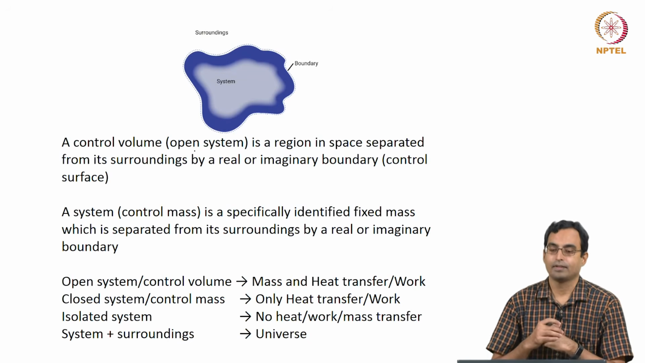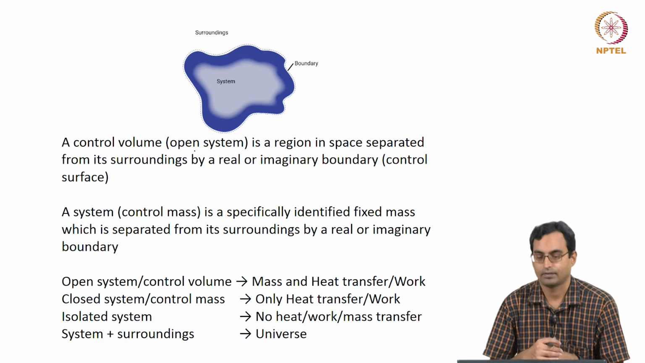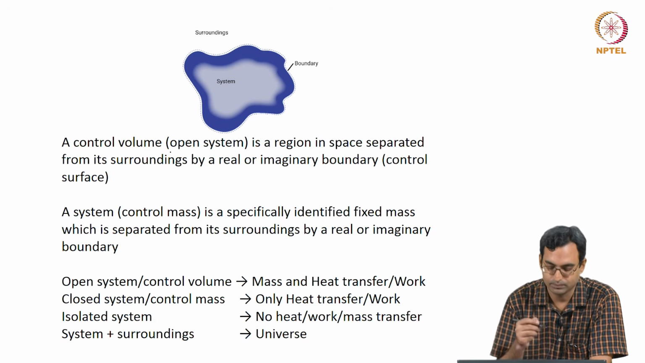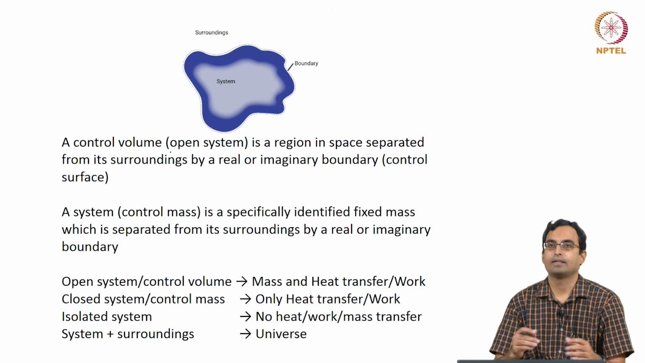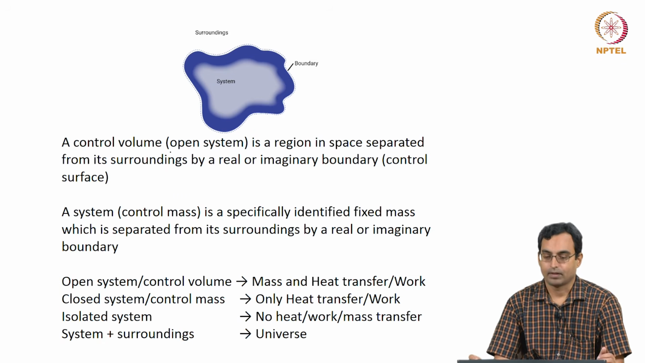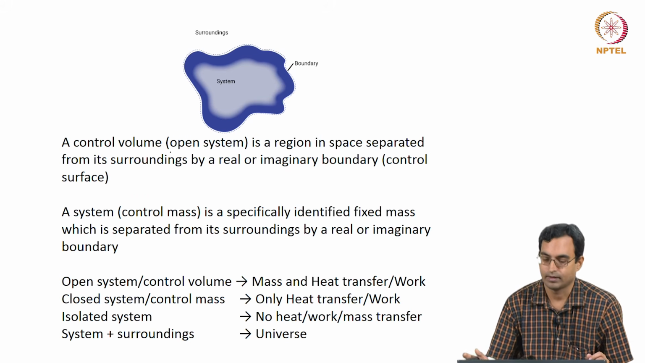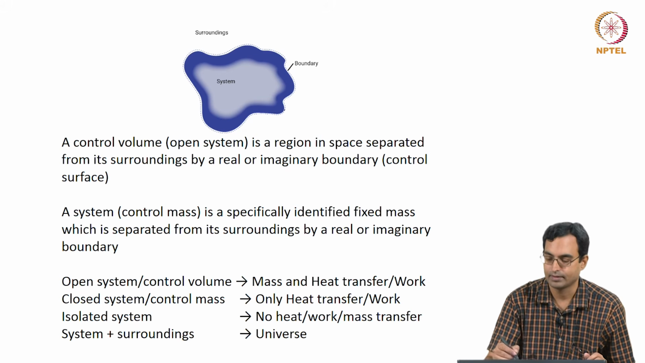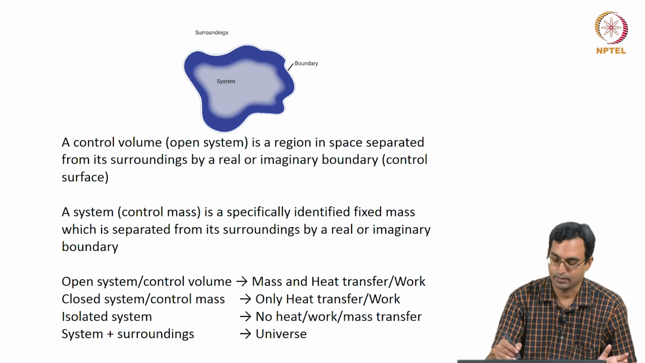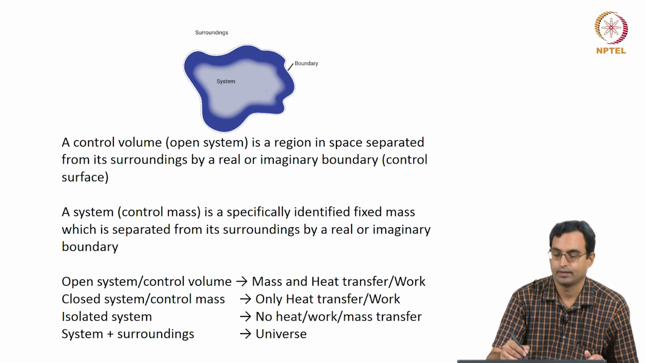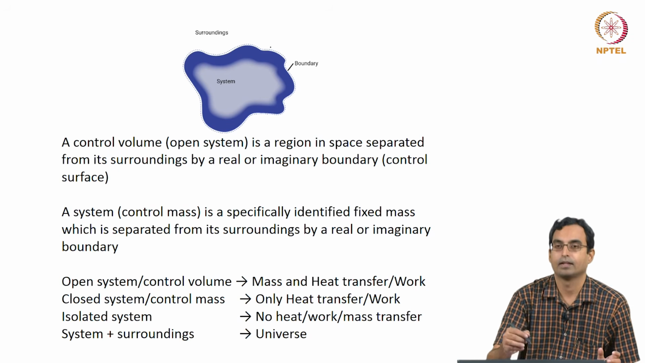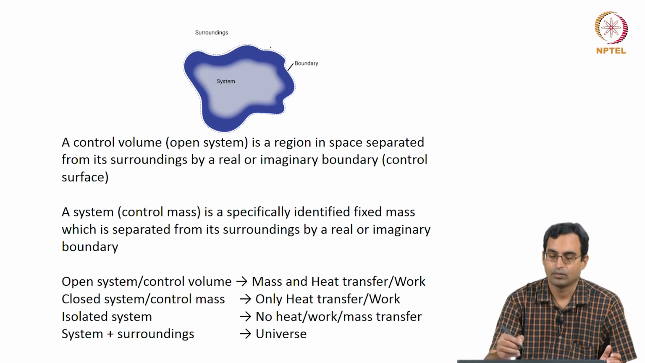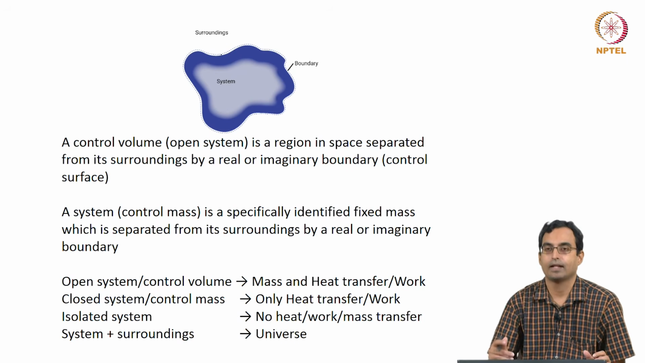We will go on to some definitions. The first definition is what is called a control volume. It is also often called an open system. We define it as a region in space which is separated from its surroundings by either a real or an imaginary boundary, and that boundary is called a control surface. So, here we have some arbitrarily shaped region, it has some boundary which we call a control surface. Whatever is inside it is our control volume or open system. Whatever is outside this boundary is what we call the surroundings. So, what we would typically do is take this region as something we are interested in.